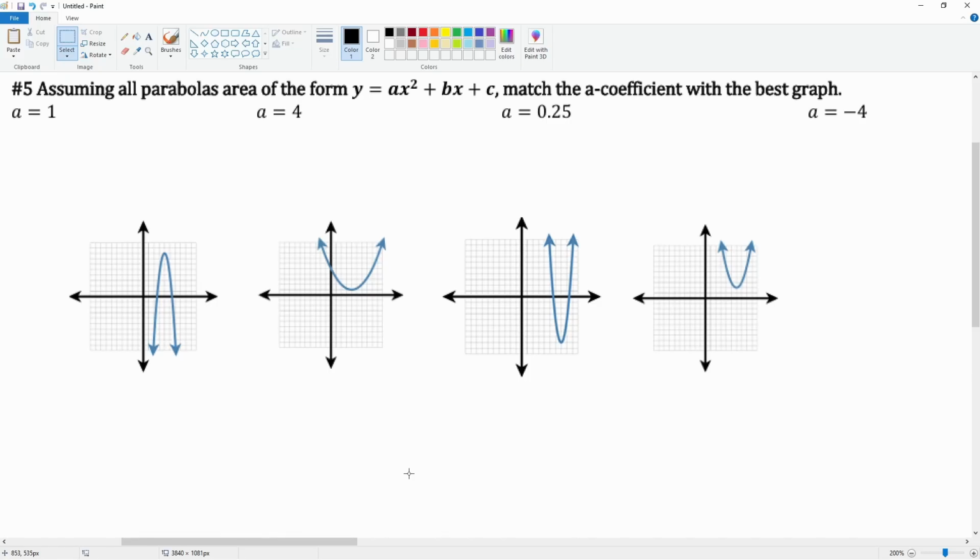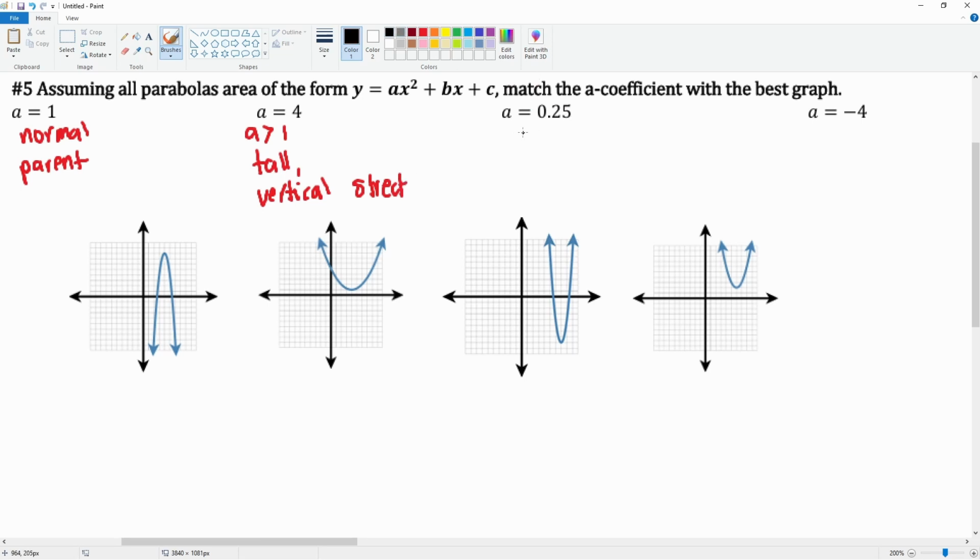Here we have number 5. We're assuming the parabola is in this form. Match the a coefficient with the best graph. So the easiest way to think about a equals 1 is that this is the normal parent function. And this is when a is greater than 1. So this is very tall, right? This is also referred to as a vertical stretch.